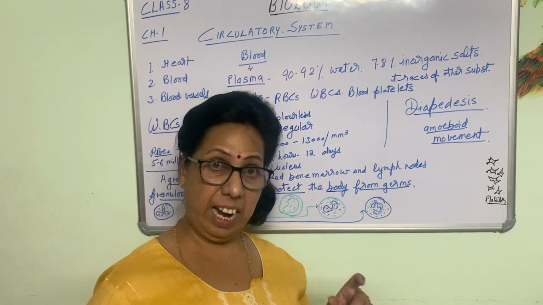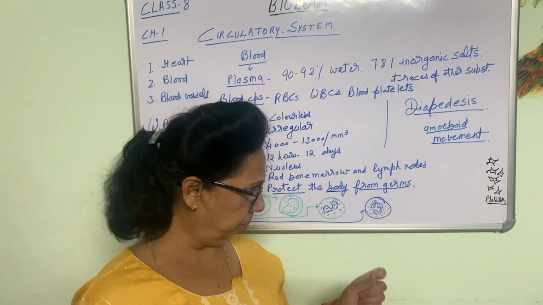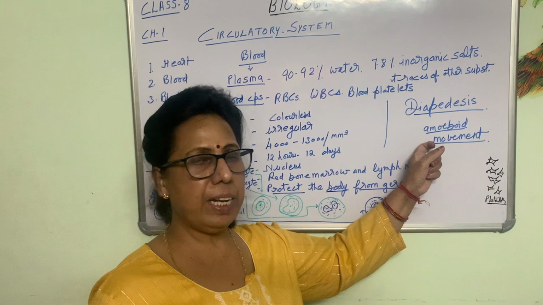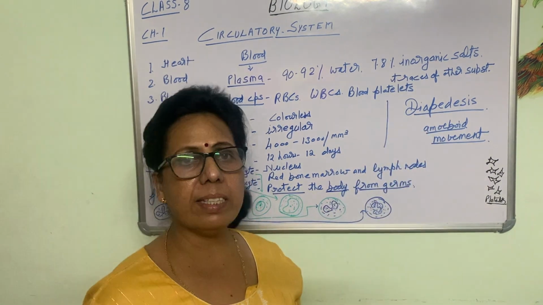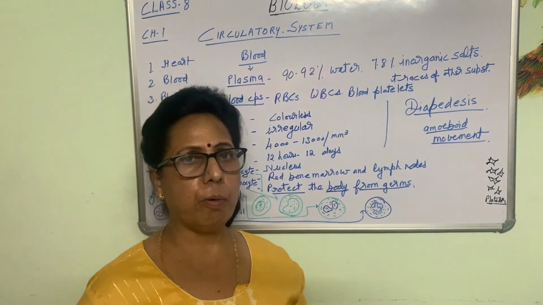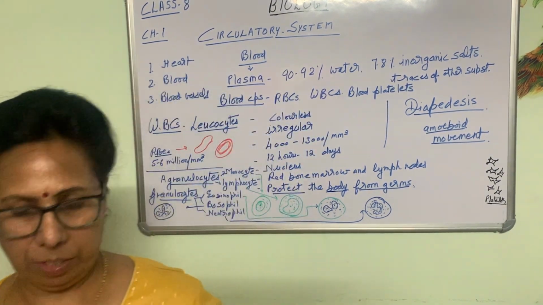The germs and the antigens of foreign bodies are there. They fight and they kill them. And the process of killing the germs is known as diapedesis, right? Okay. Now further, I'll talk to you about the blood platelets.